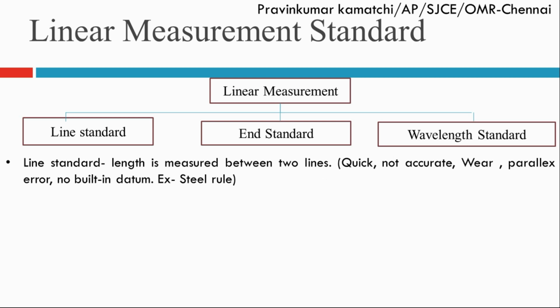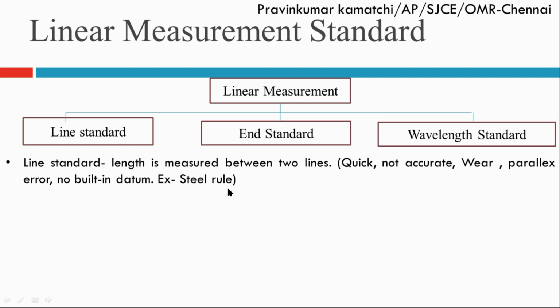Also it is not an accurate one. Here we have some kind of wear. Also while we are measuring, parallax error is going to occur. In this type of standard there is no built-in datum. A very popular example of line standard is the steel rule.